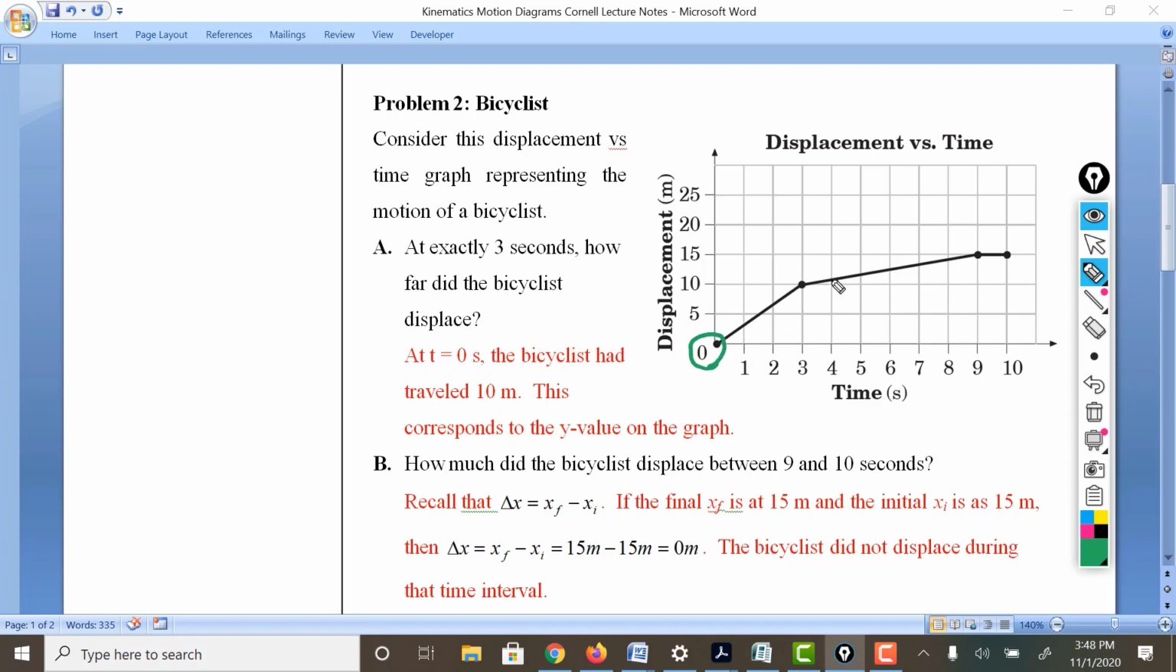So even at 4, they're not displacing as much, but they still are displacing. 5, 6, 7, 8, 9. Okay, now here we are at 9. Here's our initial. Here's our final.